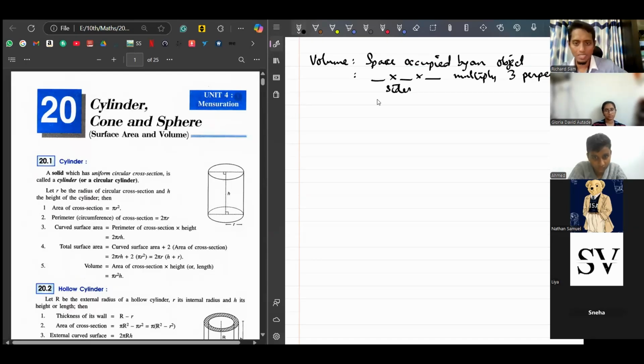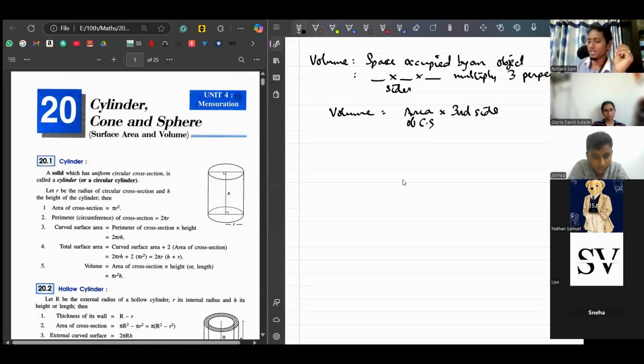Okay, now there's another way to find the volume. That is, you can do area into the third side. How does this work? Because area is already the product of two perpendicular sides, and then you multiply the third side, it becomes volume, right? You understood, Aman? So this area we call the area of cross section.